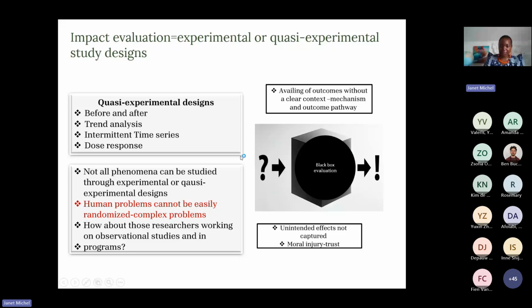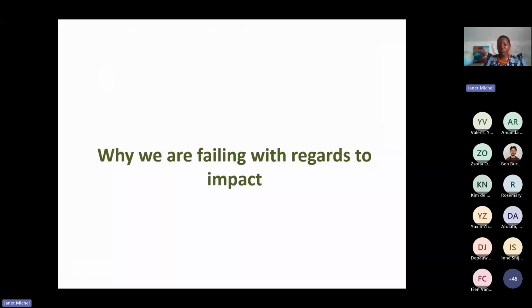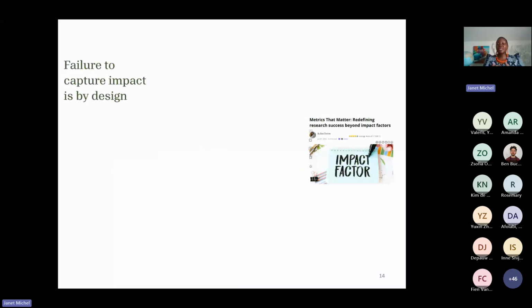The unfortunate thing of harvesting outcomes is that you tend to harvest the positive things, but we also know that there are unintended effects of any intervention, and those should be captured too. But this way, when people scramble, these are not captured, and there is that risk of moral injury and loss of trust. So failure to capture impact is by design.